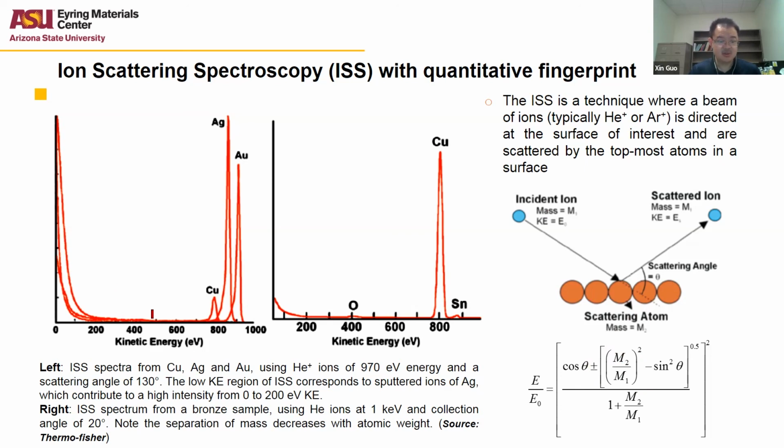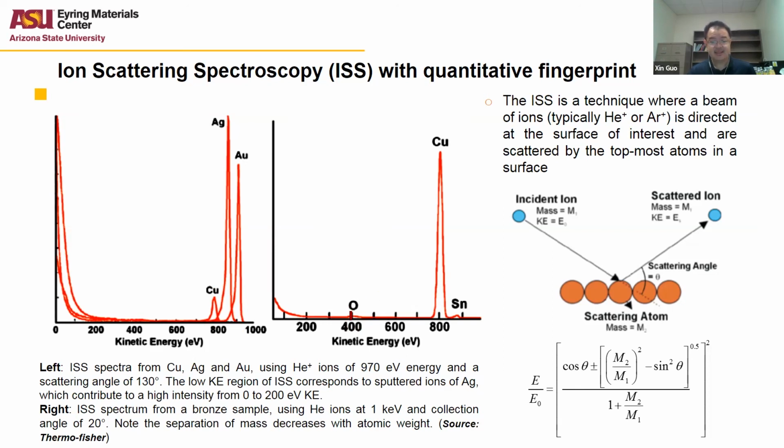Here is an example. The left spectrum shows the ISS measured on copper, silver, and gold. As we can see, they can be distinguished easily at different kinetic energy levels, and the intensity is related not only to the cross section for the scattering, but also to the concentration. And for the right spectrum, we can also observe the oxidation on the bronzing sample using helium ions.